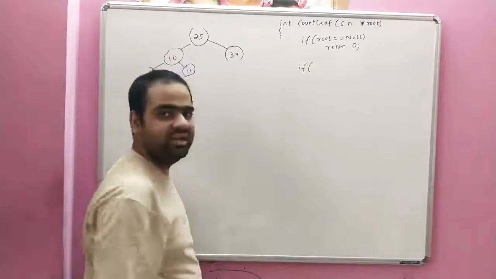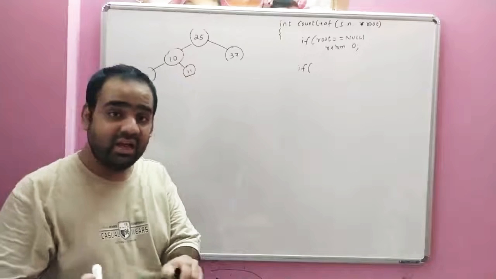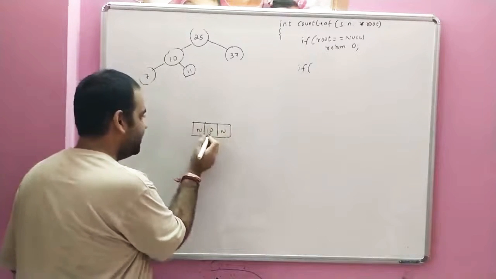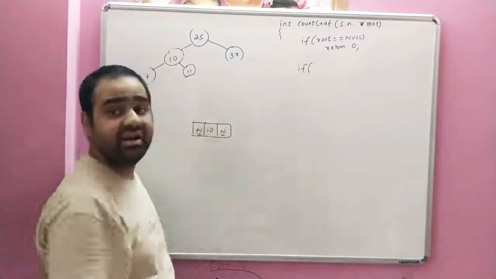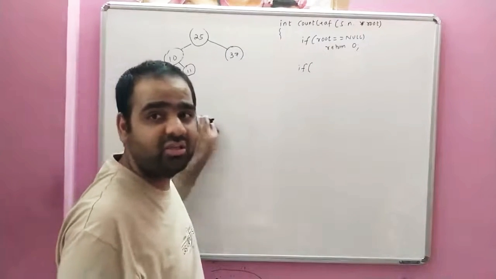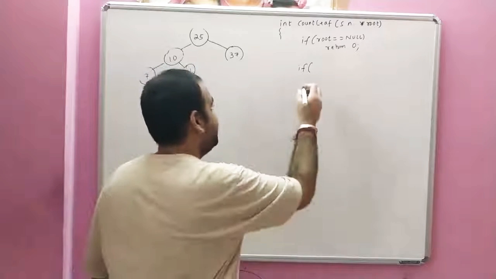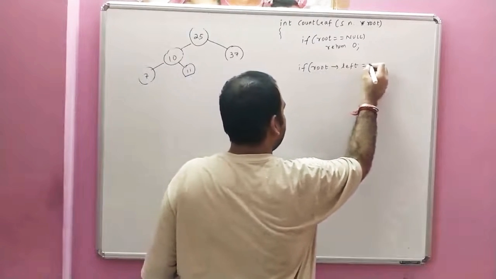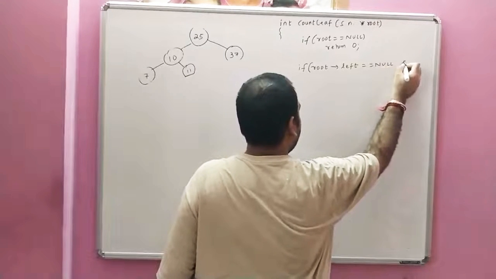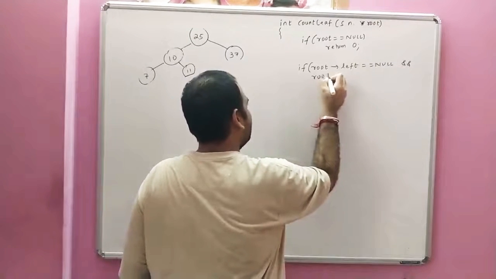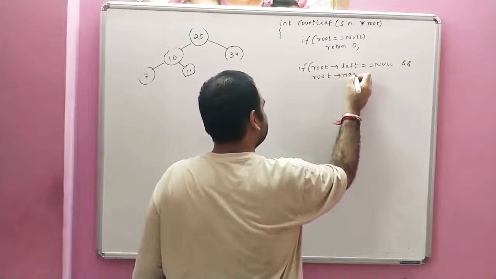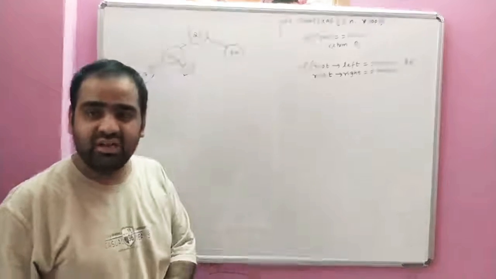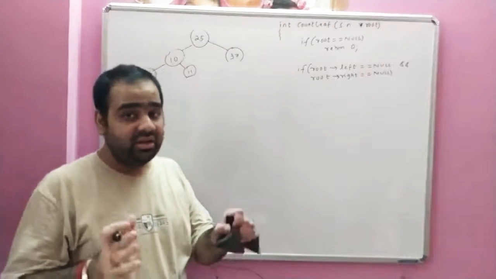Now the question comes, how do we know that it is a leaf node? If there is no left child and there is no right child. Suppose I write 10 over here and I say null and null. The left child is null and the right child is null. Such a node is called as what? The leaf node. It means if root arrow left is equal null and root arrow right should also be equal to null. That means if the left child is null and the right child is null, it is a leaf node.